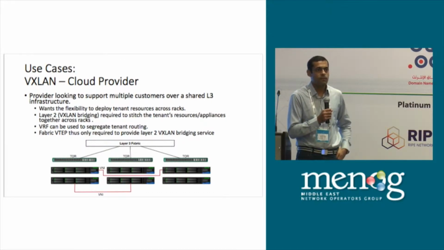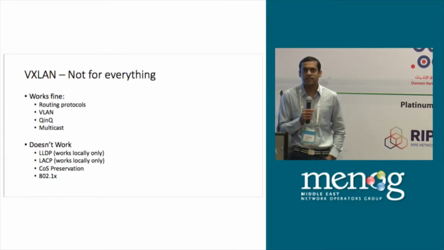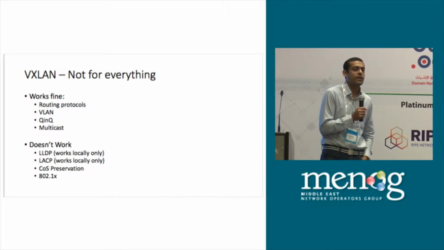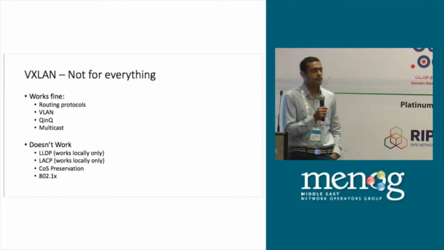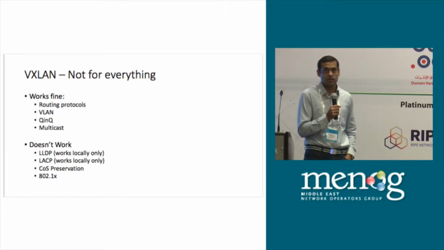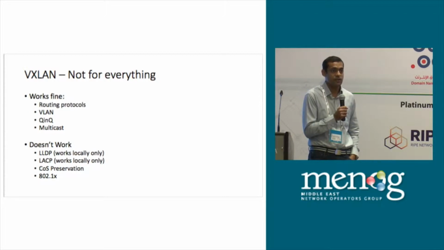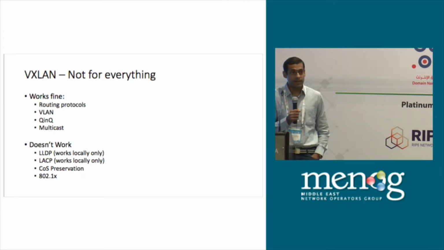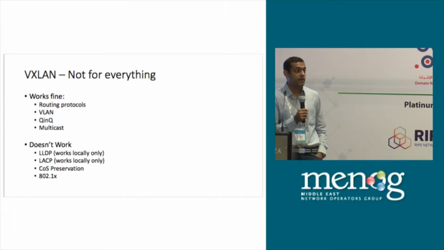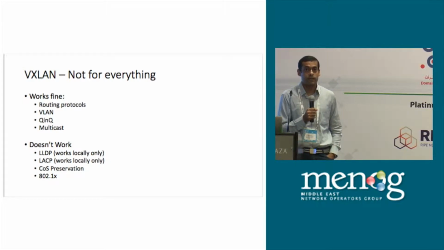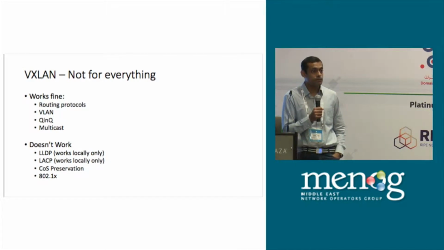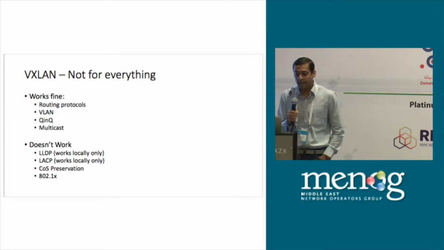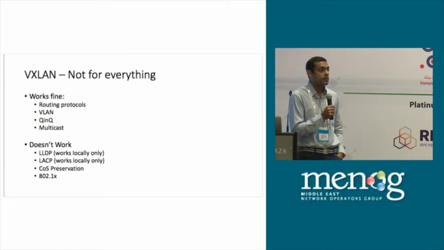Well, it's not a solution for everything, right? If you're saying, oh, fine, I can use VXLAN for everything, it's not. There are certain limitations because it was designed for a very specific use case. It works fine with routing protocols. It works fine with VLAN, Q&Q, as I said. Multicast, of course. It doesn't work with LLDP. It will break LLDP. If you want to create LACP, then it doesn't work.